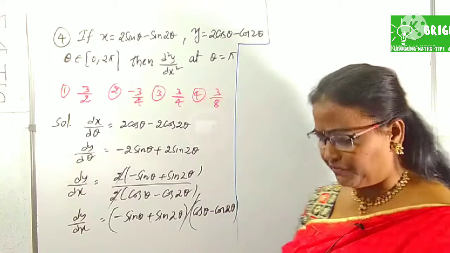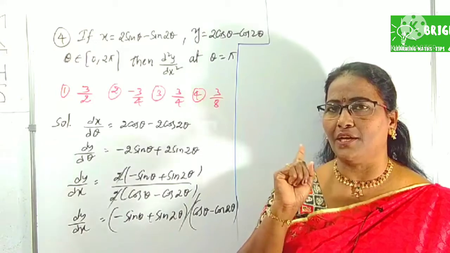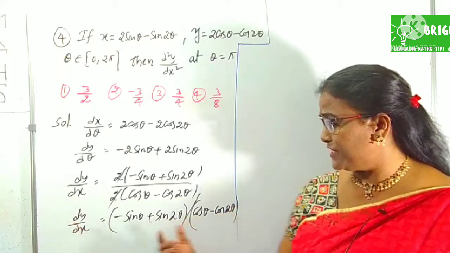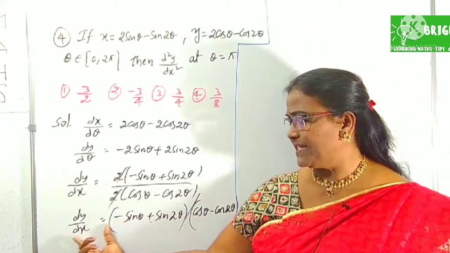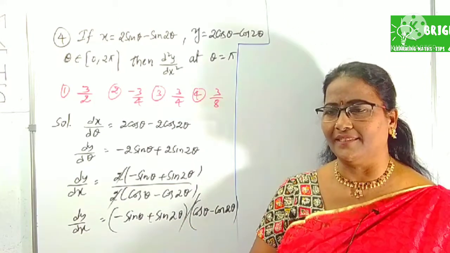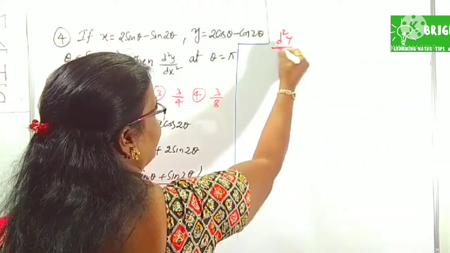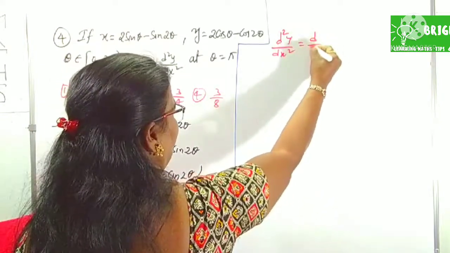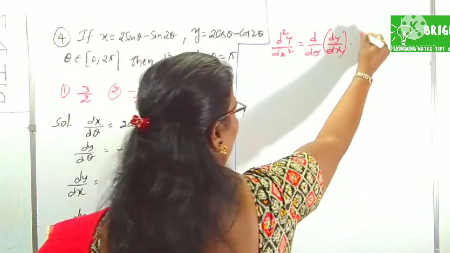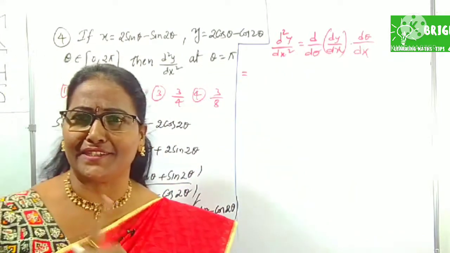Next, what is our next step? You have to find the second derivative, d square y by dx square. To find it, you have to concentrate on one point in parametric differentiation. Take dy by dx in terms of theta. First find its derivative with respect to theta, into d theta by dx. That is what I am going to use here. d square y by dx square is d by d theta of dy by dx into d theta by dx. This is the process for parametric differentiation in case of second order derivative.